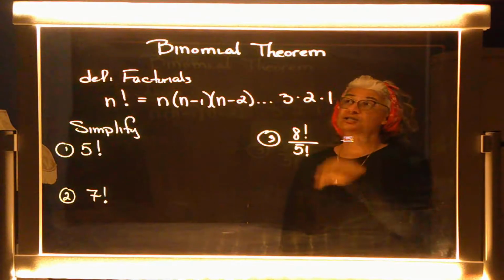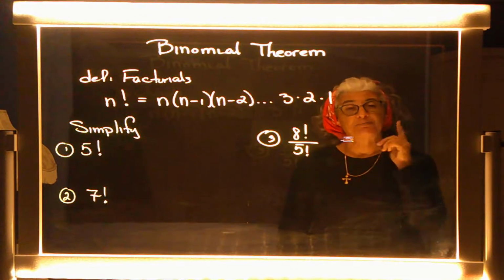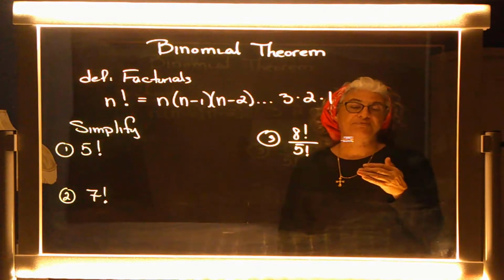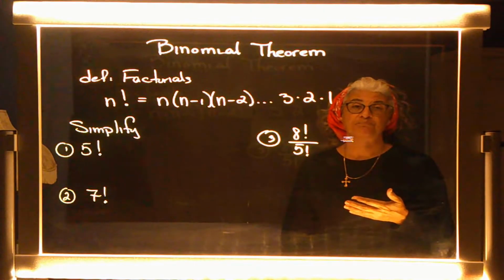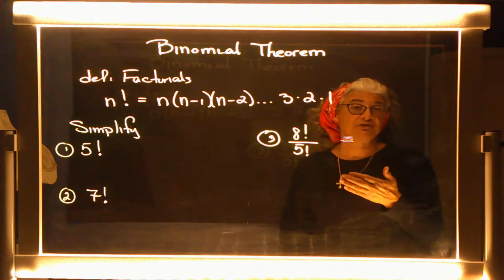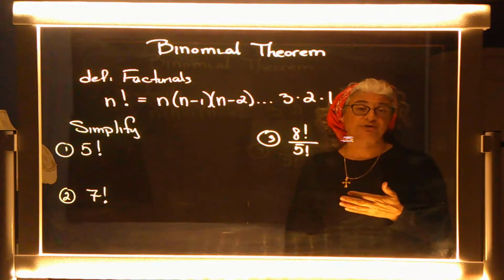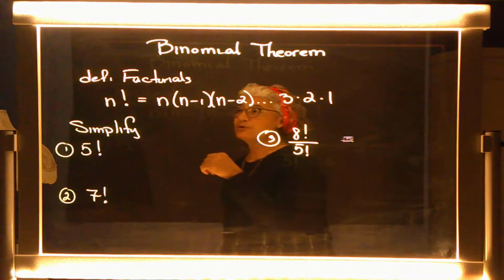Okay, so let's move into the topic known as the binomial theorem. But before we get there, we need to talk about something else called factorials. Why? Because the binomial theorem uses these things called factorials. So let's look at the definition of a factorial.